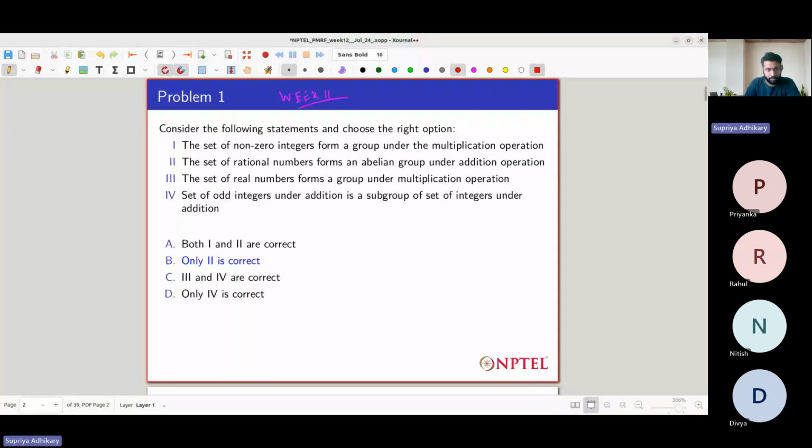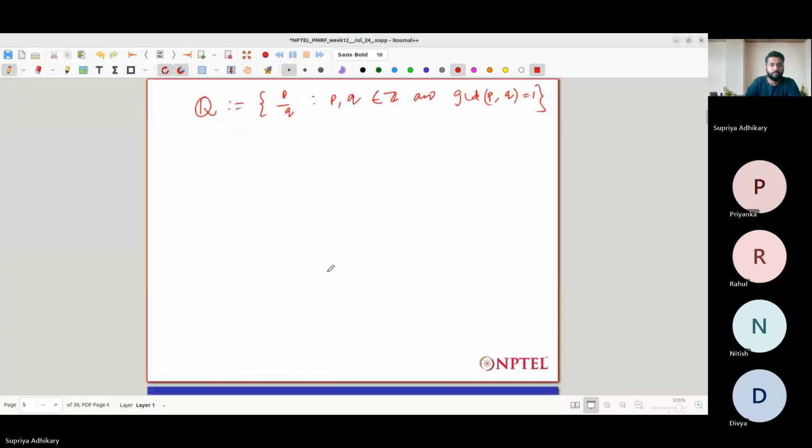Now we have to see whether this set of all rational numbers is a group under addition or not. So the closure property was that if we consider two elements like A over B and C over D, both in Q, and we add those two elements, then we will basically be getting this.